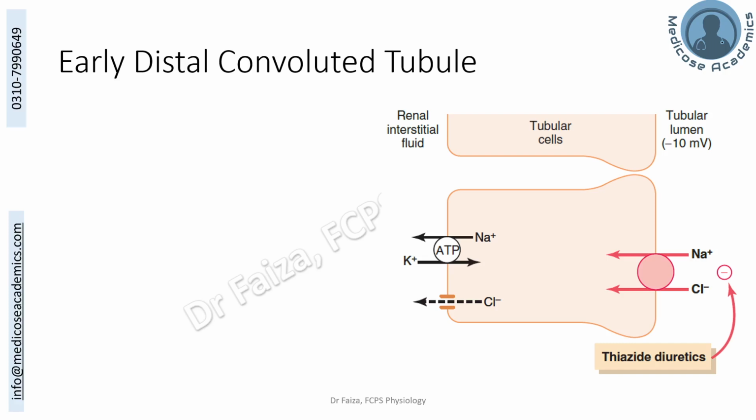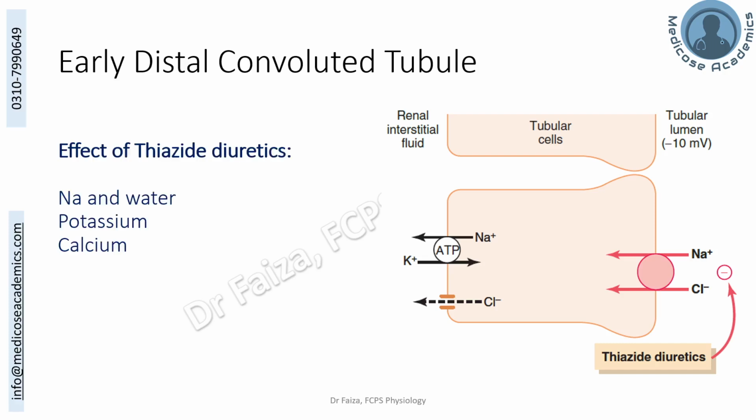The thiazide diuretics can inhibit the sodium chloride channels, thus resulting in excretion of sodium, calcium, chloride as well as the potassium in the urine.